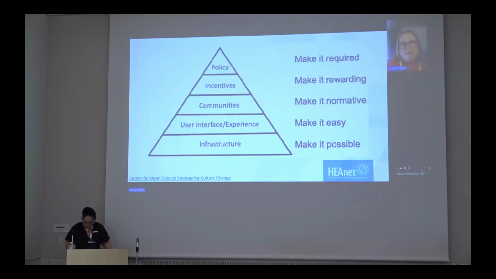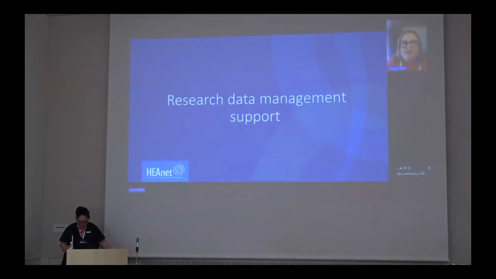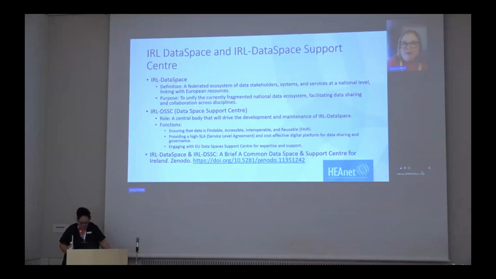In order to transition to open research, we're essentially talking about a shift in our research culture. And I like this diagram from the Centre for Open Science, which outlines their strategy for culture change with infrastructure, making open science possible as a foundational basis for this change. So our strategy outlines a number of areas of support. So I'll show you our support for open research in each of these areas, starting with research data management support.